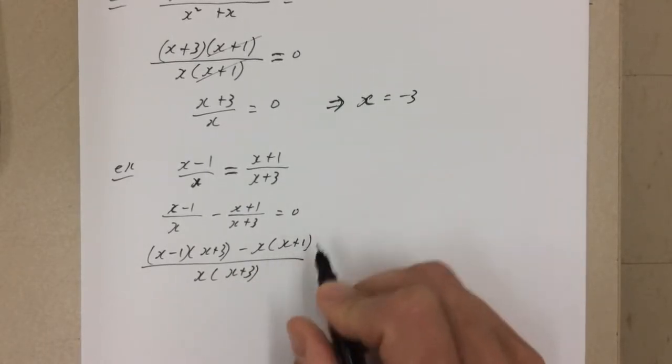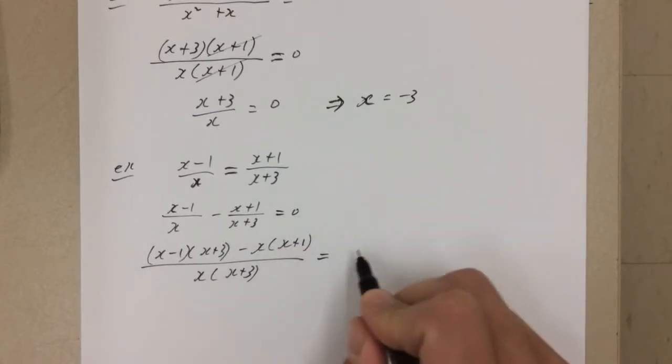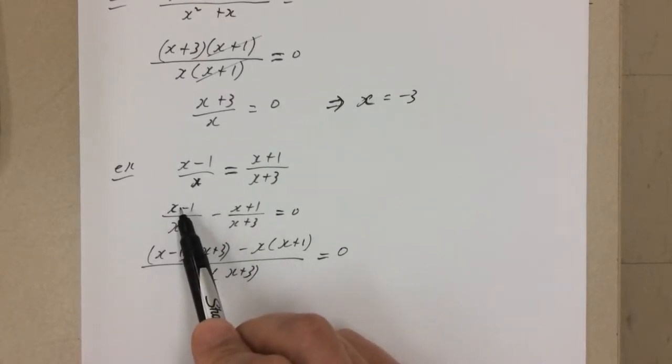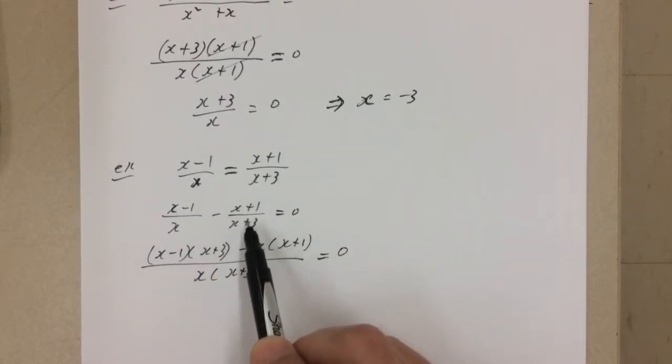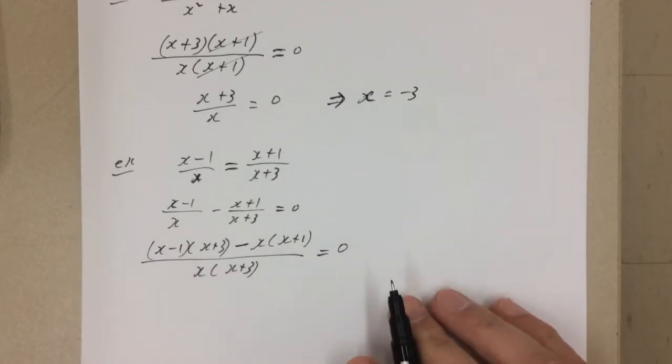If you need time to process this, just pause the video and take a look at it. To get the common denominator, we multiply top and bottom of the first fraction by x plus 3, and top and bottom of the second by x. Now the top is going to be a quadratic, and we want to leave the bottom factored, but we have to expand the top, because we have a minus in between these two pieces.